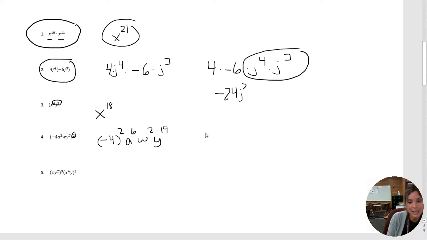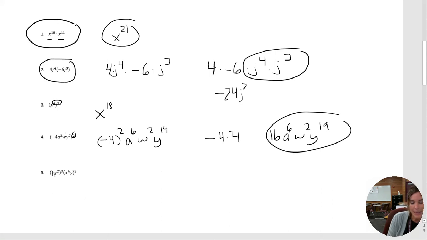Okay, so that gives us -4 times -4. That's what -4 to the second power is. That is a positive 16. So we have a positive 16, a to the sixth, w to the 2, y to the 14th.